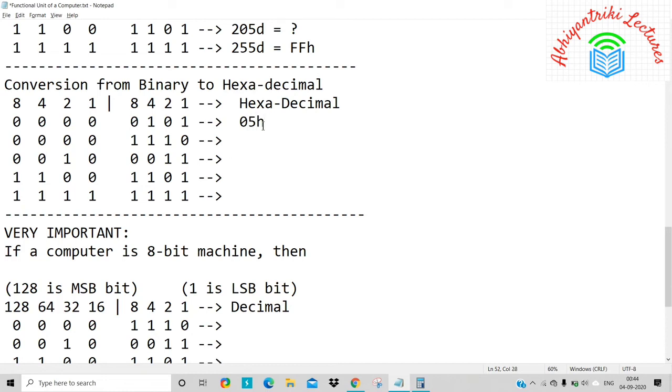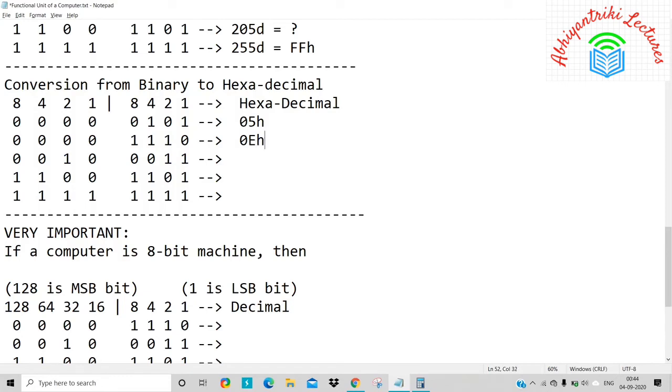Now take the next 0000, that's 0. And how do you write 1110? 8 plus 4 plus 2, that is 14. So how do you write 14 in hexadecimal? It is E, correct? So 0EH.